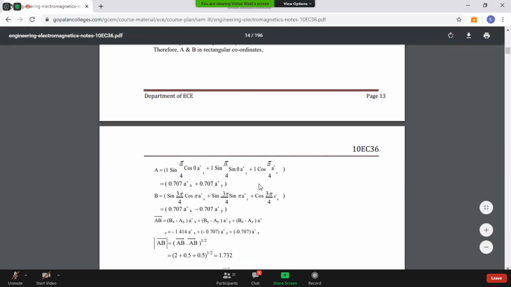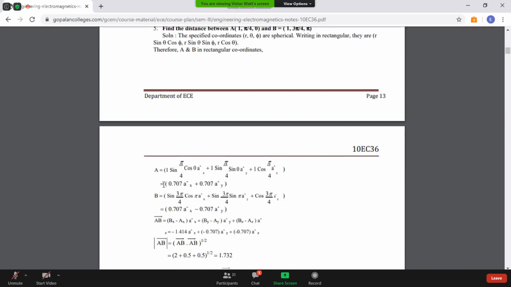All right. So you convert A to Cartesian here and convert B to Cartesian. So AB is B minus A, which gives this.